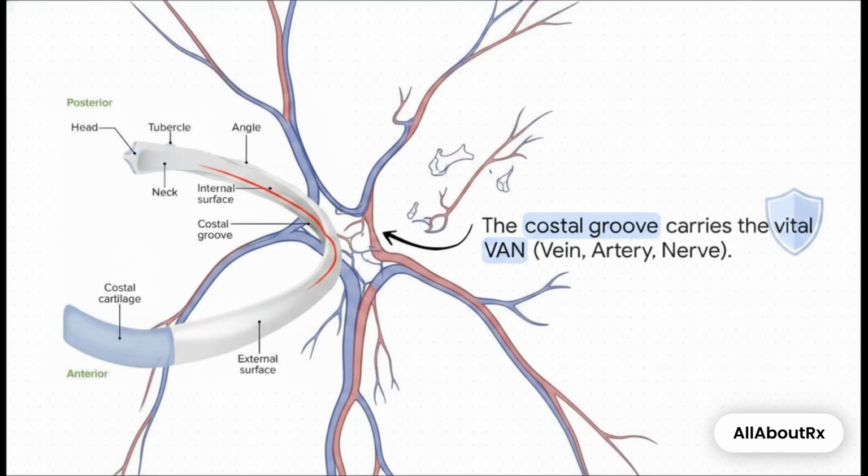A crucial anatomic feature for any single rib is the costal groove, which runs along its internal, inferior surface. This groove is essentially a protective channel for the highly vulnerable intercostal vein, artery, and nerve. You can easily remember them in top-to-bottom order with the acronym VAN. This is incredibly important to know because if a patient suffers a rib fracture, those vital vessels running right there in the groove can easily get severed.